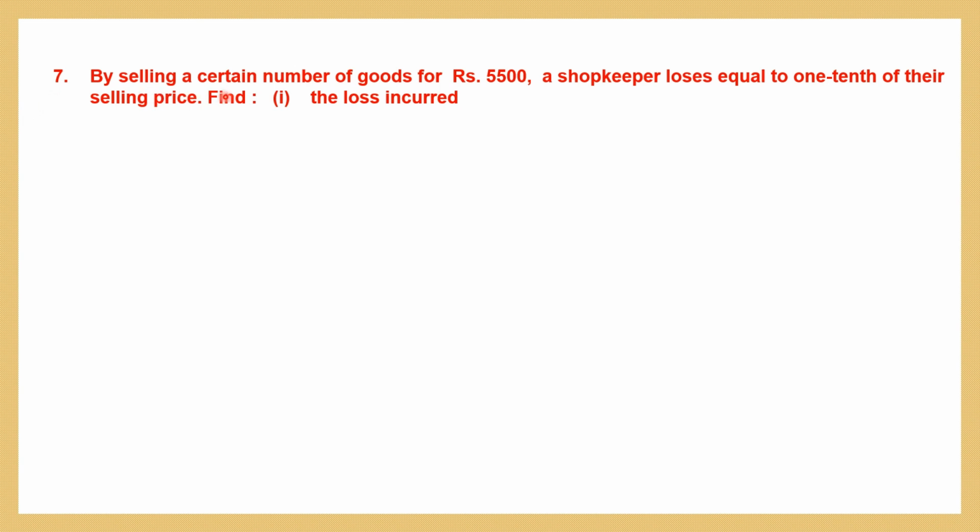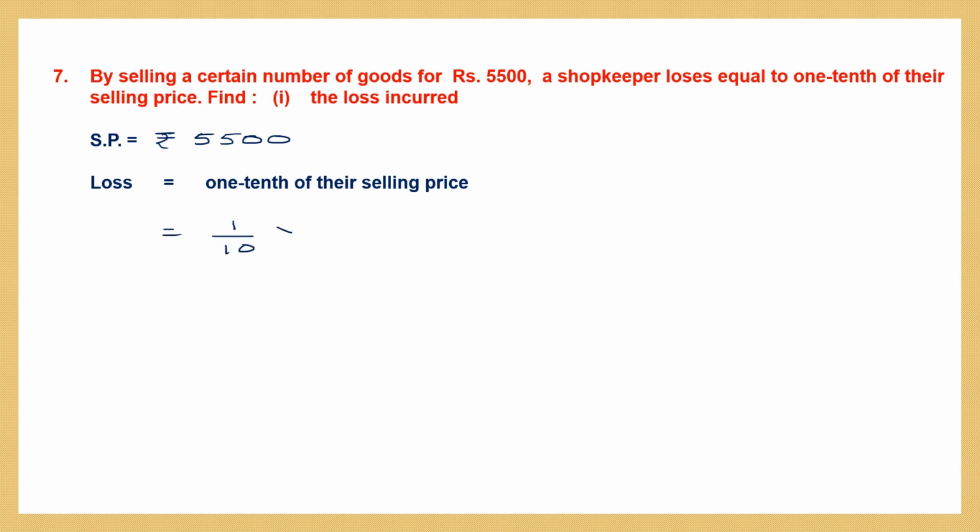Question 7. By selling a certain number of goods for 5,500 rupees, a shopkeeper loses an amount equal to 1/10 of the selling price. So find the loss incurred. So he sold it for so much, but he has a loss. So we have to find out the loss incurred. The selling price of the goods is 5,500 rupees. Now here there is a loss, and the loss is 1/10 of the selling price. That is 1 by 10 into 5,500, which is the selling price.